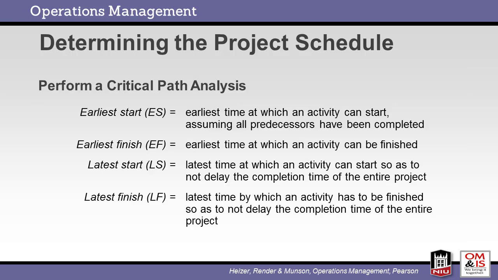To perform a critical path analysis, we need to understand the 4 times associated with each activity. The earliest start represents the earliest date that an activity can be started. This is typically driven by the completion of preceding tasks. The earliest finish is simply the earliest start plus the duration of the current activity. The latest start is the latest an activity can start without affecting the outcome of the overall project. Again, the latest finish is the latest start plus the duration.